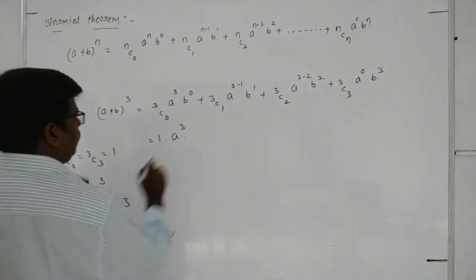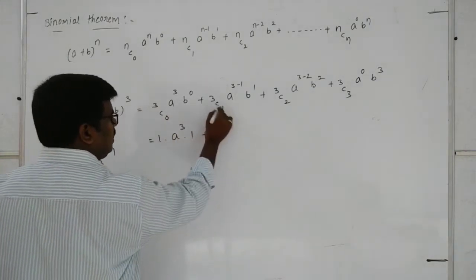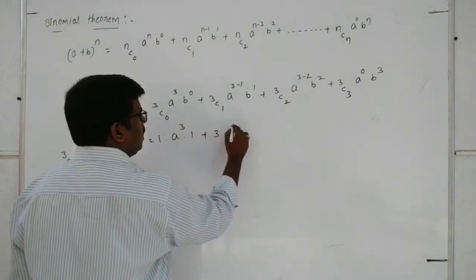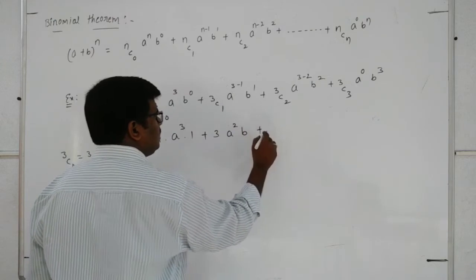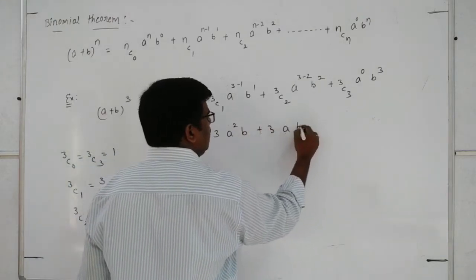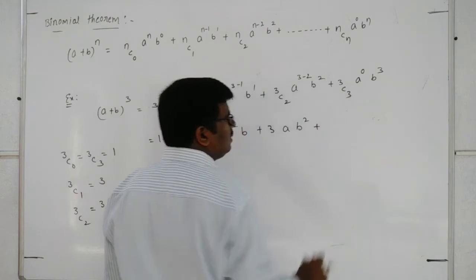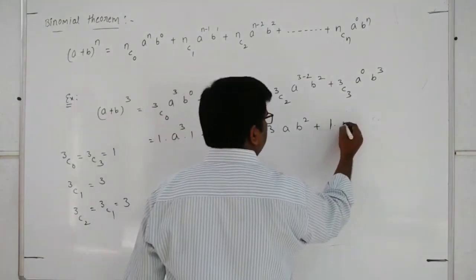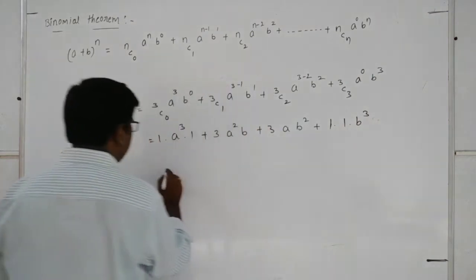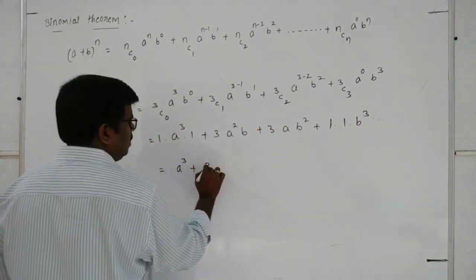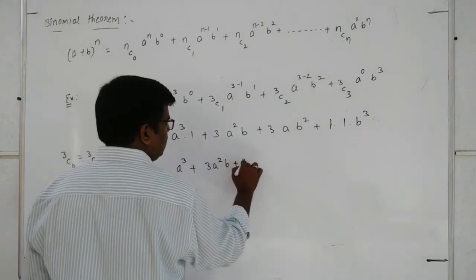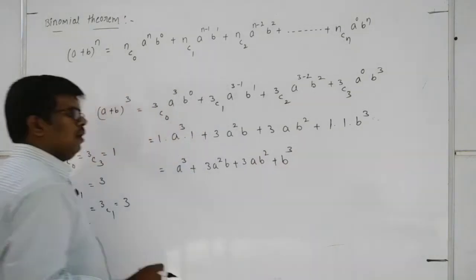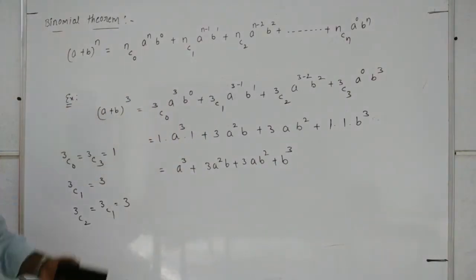Now B power 0 is 1, plus 3C1. 3C1 is nC1, which is n only, so 3C1 is 3: 3A square B. Plus 3C2 is also 3: 3AB square. Plus 3C3 is the same as 3C0. Both are the same, that's why it is 1, and A power 0 is 1, B cube. Then you can write it like this: A cube plus 3A square B plus 3AB square plus B cube. This is the formula for (A plus B) whole cube.